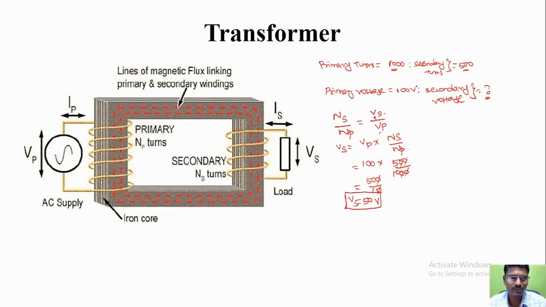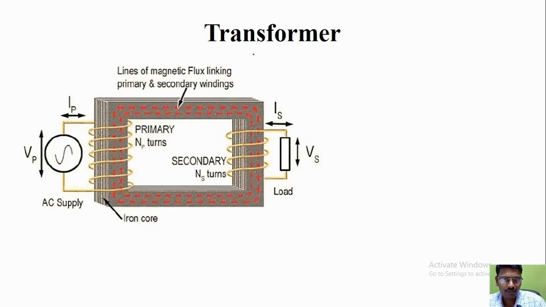So primary is 100 volt and secondary is 50 volt, because this is a step down transformer, because the primary number of turns is 1000 and the secondary number of turns is 500, which is 2 times lower. So if I give 100 volt on the primary side, I will get 50 volt at the secondary side, because this is a step down transformer, right?